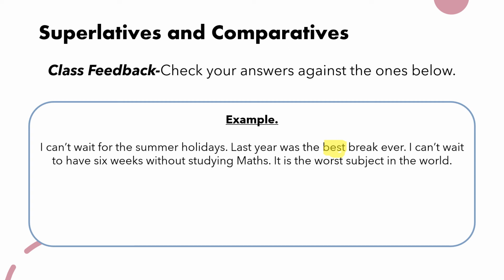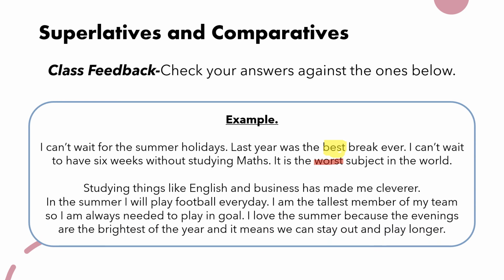I can't wait to have 6 weeks without studying maths. It is the worst subject in the world. So we have worst there being highlighted because of course it is a superlative. So compared to all the other subjects this person has studied, maths seems to be the worst one. It says, studying things like English and business have made me cleverer. So again, this must be a comparative because it is using the ER, which we of course know is something you use when you're talking about a comparative.